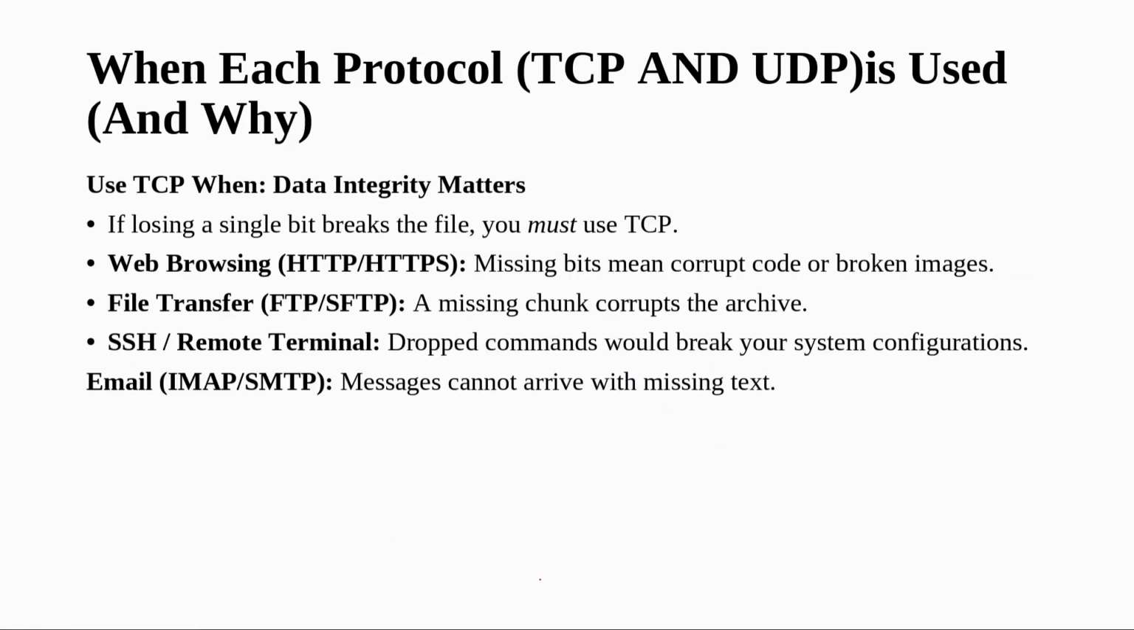So why do we use protocols like TCP and UDP? TCP is used when data integrity matters, when the security concern is high. If losing a single bit breaks the file, you must use TCP. Like web browsing with HTTP, where missing bits means corrupt code or a broken image. File transfer with FTP, where a missing chunk corrupts the archive. SSH remote control, where a dropped command would break your system configuration. Email, where a message cannot arrive with missing text.